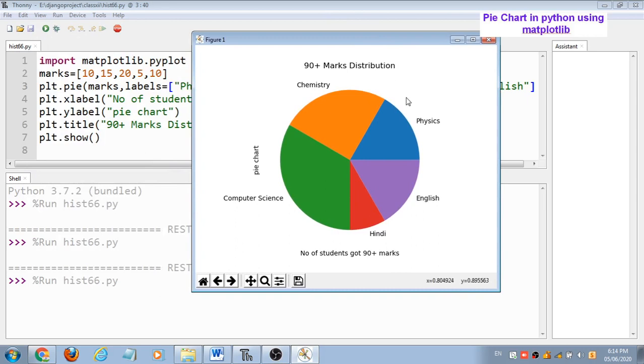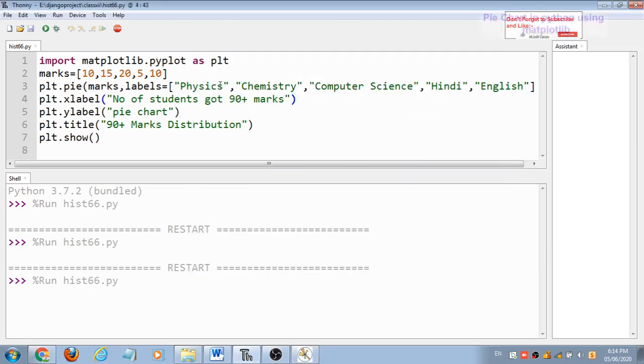So it will do the labeling. After this slice you get physics, after this slice you get chemistry, after this slice you get computer science. So we can understand which slice is for which subject. So we can use this label in an interesting way.